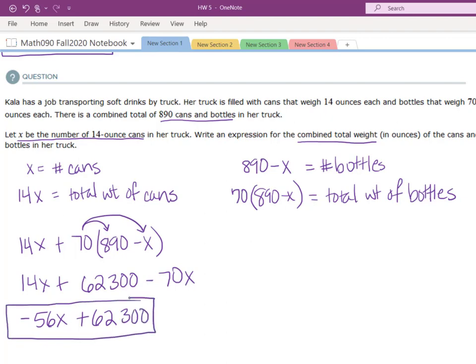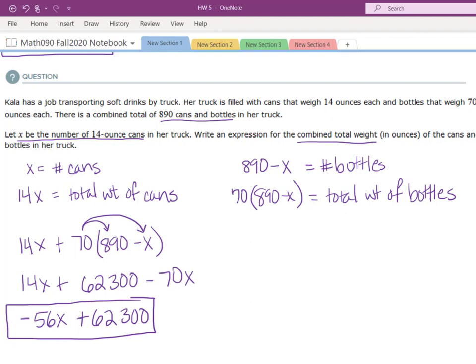And don't let that negative freak you out. Basically, this 62,300, it's kind of like a maximum weight, based on how much the truck can hold total. So our X, the number of cans, would have to be less than 890, because that's the total amount in the truck. And if we plugged in an X that was bigger than 890, this would indeed become a negative number and it wouldn't make any sense anymore.